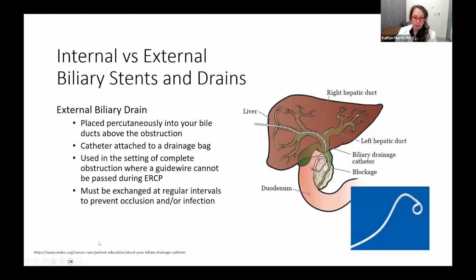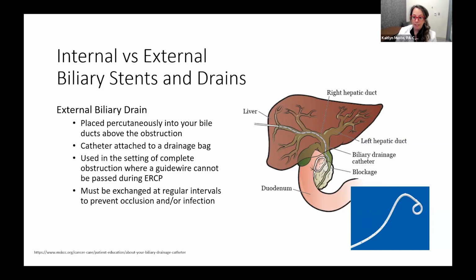So this is an external biliary drain. Again, these can be called a PTC tube. You may hear it called that rather than an external biliary drain. And these are placed percutaneously into the bile ducts through that procedure I just described. Typically, there's a catheter attached to the drainage bag.